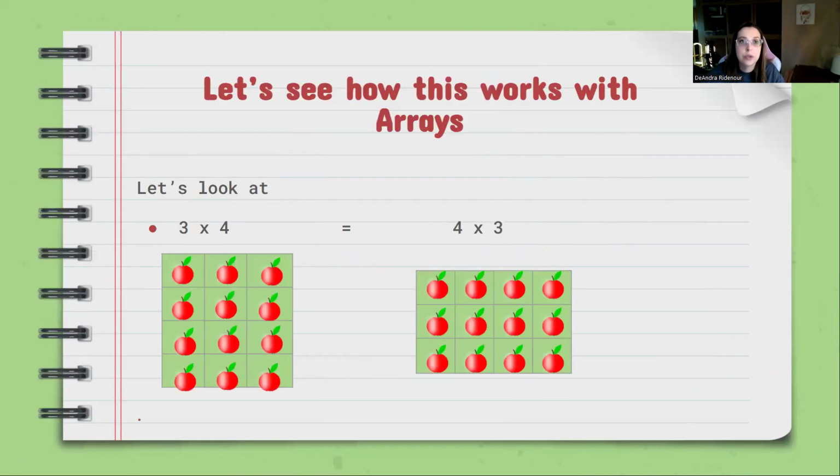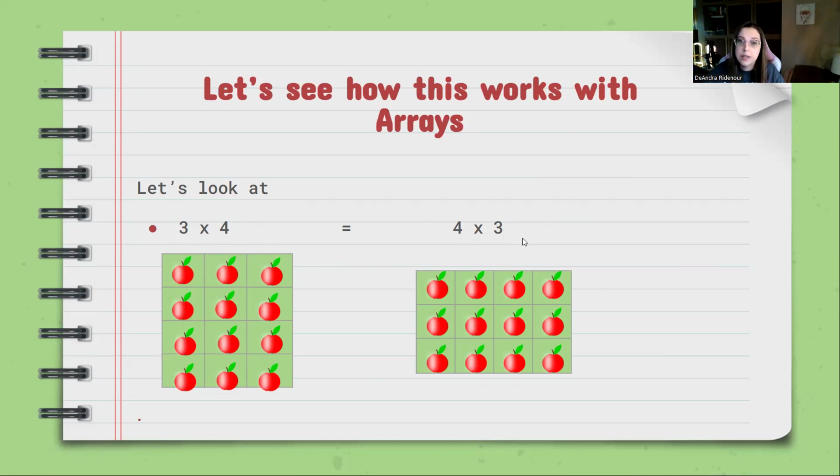Let's see how this works with arrays, boys and girls. Remember, we started working with arrays. What are arrays? Yes, pictures to help you solve problems. Let's look at this one first. We've got 3 times 4. Remember, 3 groups of 4 apples. 1, 2, 3 groups of 1, 2, 3, 4 apples each. Right. What's 3 times 4? Who can tell me? Yes, 12.